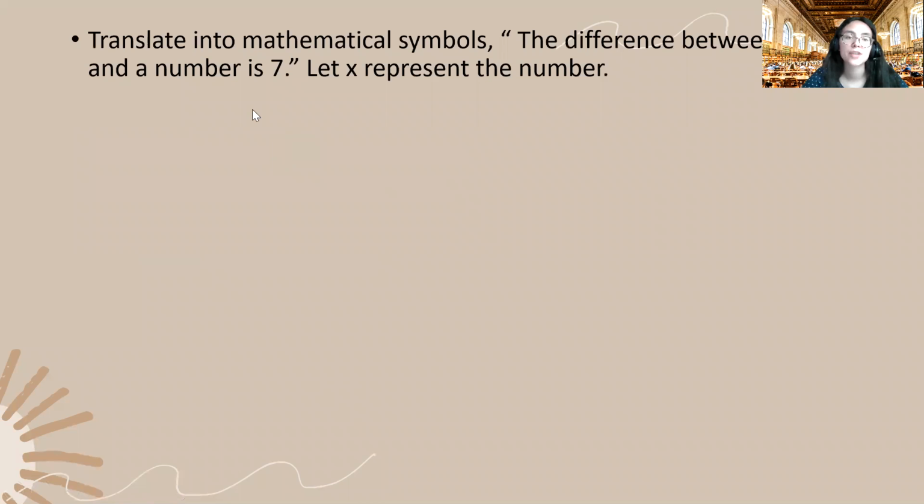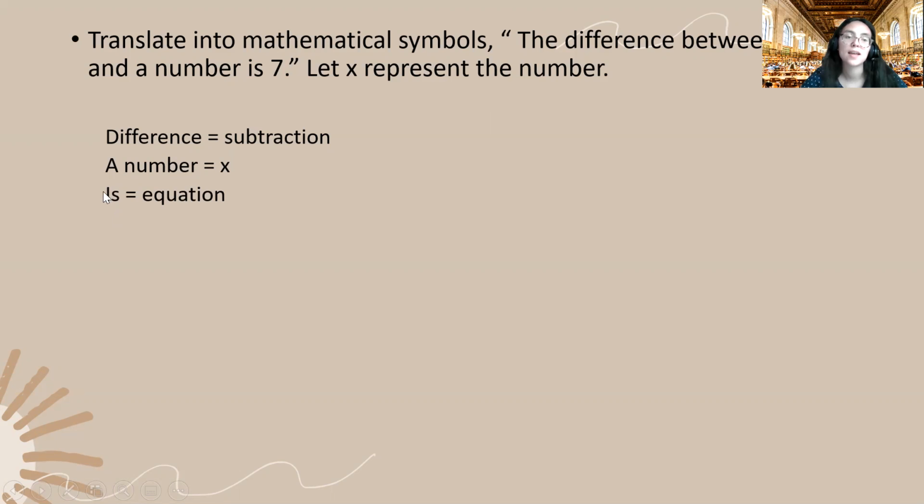Here we are asked to translate into mathematical symbols the difference between 13 and a number is 7. And we're told to let x represent the number. Okay, so let's just break it down. So we have difference. The difference between 13 and a number tells us that there's going to be subtraction. A number, we're told to let x represent the number. So I'm going to write a number is equal to x.